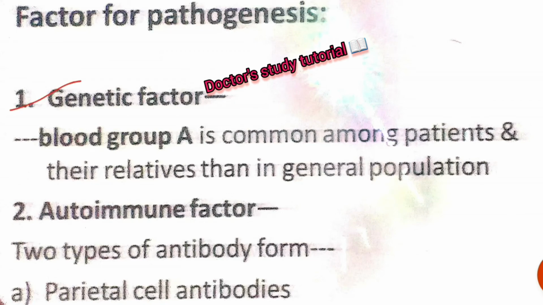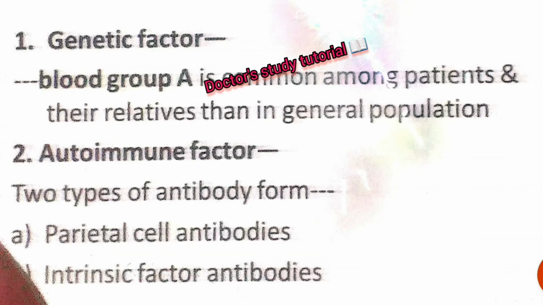Then we have to know the factors of pathogenesis. Genetic factor and autoimmune factor. These are the two factors. In the genetic factor, blood group A is more common among the patients and their relatives than in the general population. In the autoimmune factor, two types of antibody form: parietal cell antibody and intrinsic factor antibody.